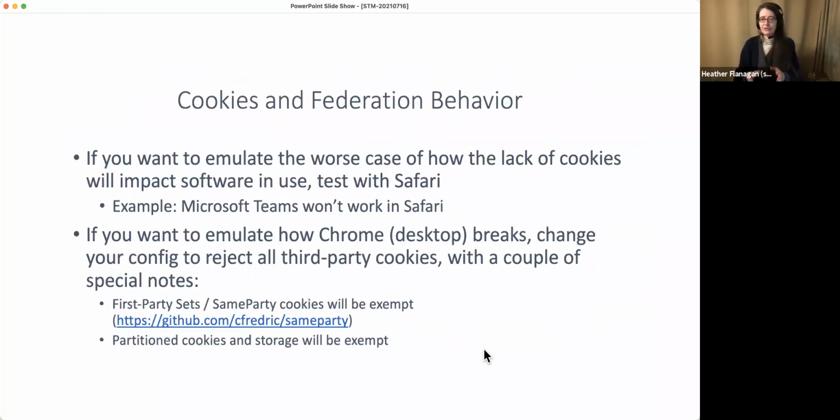Okay, so if all of this is well and good, but you really want to see what exactly breaks, test with Safari. Go ahead and try to use all your platforms, all your services in Safari, and you'll start to see some of the things that don't work.